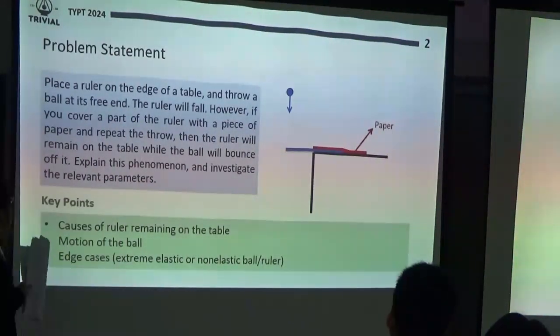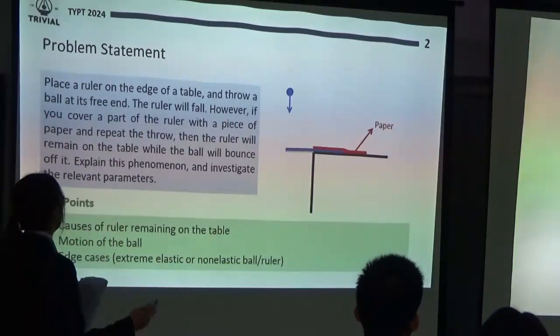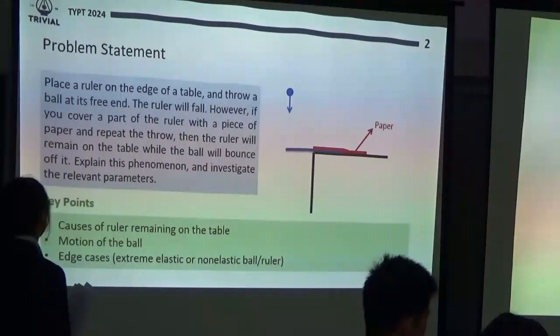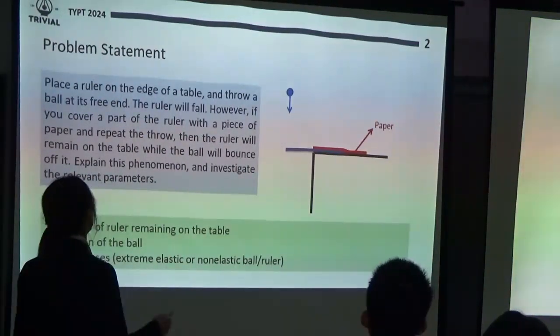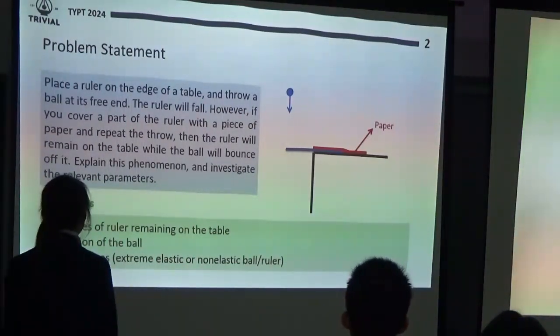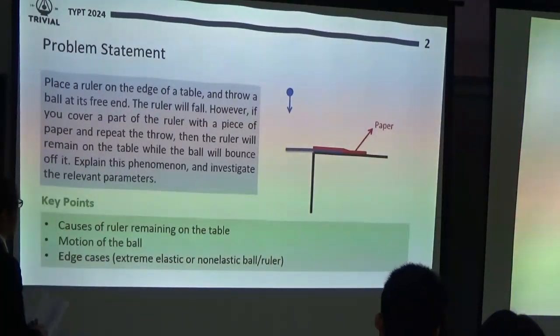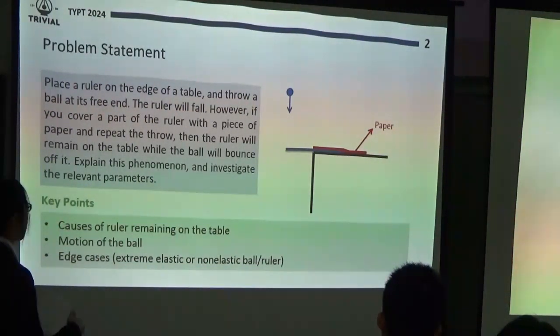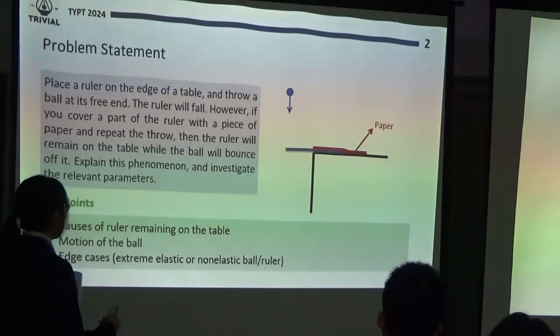The statement says: place a ruler on the edge of the table and throw a ball at its free end, and the ruler will fall. However, if you cover part of the ruler with a piece of paper and repeat the throw, then the ruler will remain on the table while the ball will bounce off it. So the key points we think are important are the causes of ruler movement on the table, the motion of the ball, and the edge cases such as whether the ball or ruler is extremely elastic or non-elastic.